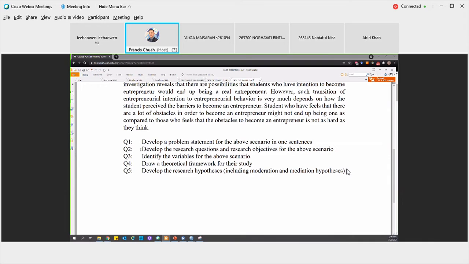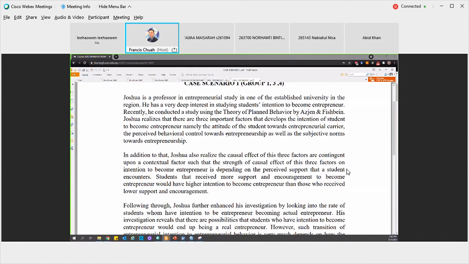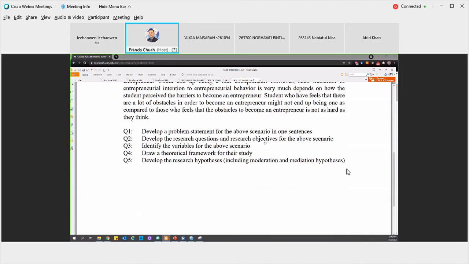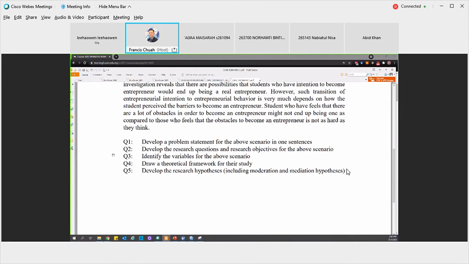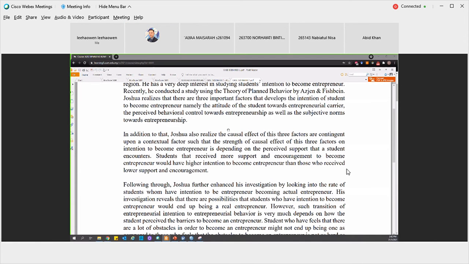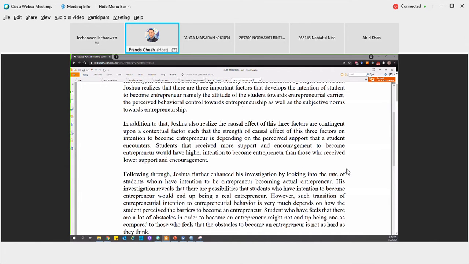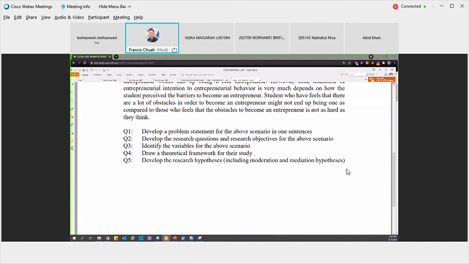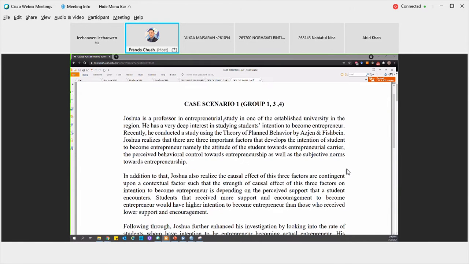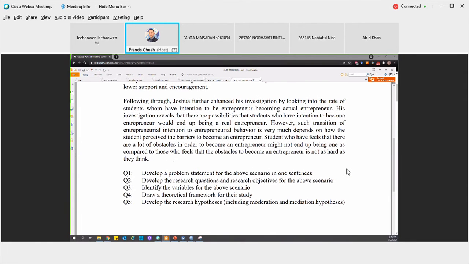It's exactly like how you do your project paper, but this is just to answer the question. So if you have identified that there are 6 research questions in this scenario, you write down 6 research questions and 6 research objectives. Then question number 3 is to identify the variables. Do you have any independent variable, mediator, moderator, or dependent variable in this scenario? Finally, you need to draw the framework, understanding this storyline, this scenario, and visualize what the framework actually looks like. And finally, develop a research hypothesis.